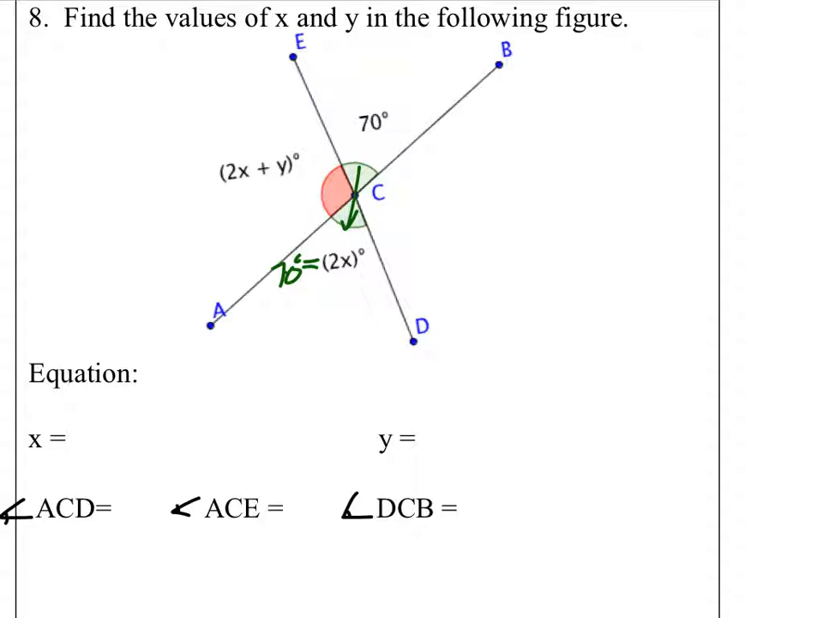So if I wanted to solve for x first, which I will do, I would divide both sides of this equation by 2, which would give me 1x equals 35. So the equation, well, that's not the equation. x is 35. And we already saw that angle ACD was 70 degrees because it's vertical with angle ECB.